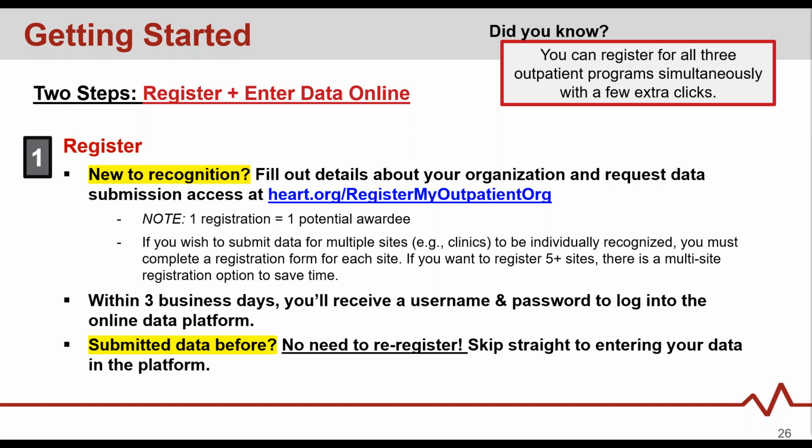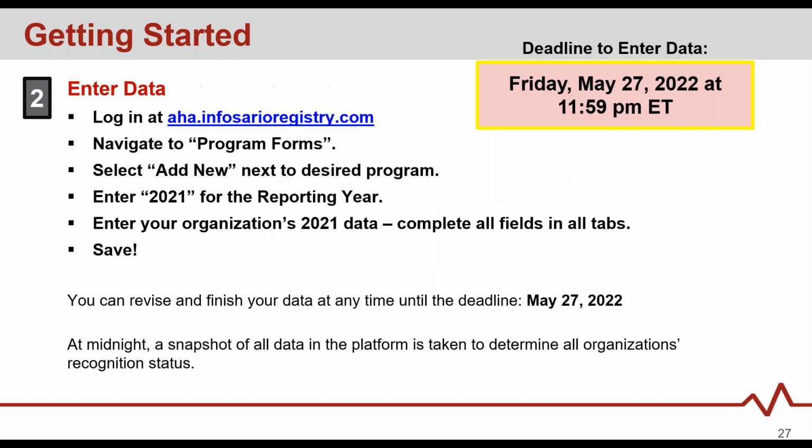If you want your health system and each of its individual locations to all be listed individually and each receive recognition, you'll need to submit registration forms for each. If you want to register 5 or more sites, there is a multi-site petition process in that same registration link that will save you some time. Also note that you can use the form to register for all 3 programs in one go. So no need to complete the form multiple times unless you decide to register for additional programs later on.